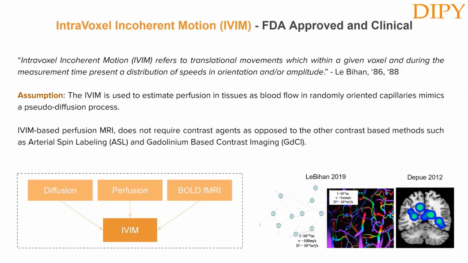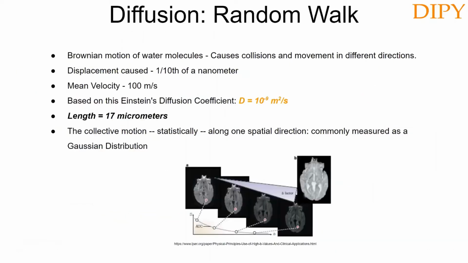Over the years, IVIM has become its own field. It is often known as IVIM-MRI, and it is FDA approved and clinically viable. It is often used as an alternative to other methods such as arterial spin labeling, gadolinium-based contrast imaging, etc. IVIM therefore stands at an intersection of diffusion, perfusion, and BOLD fMRI. This is often used in functional diffusion MRI, which is a growing field of its own. So let's take a look at what is exactly going on.